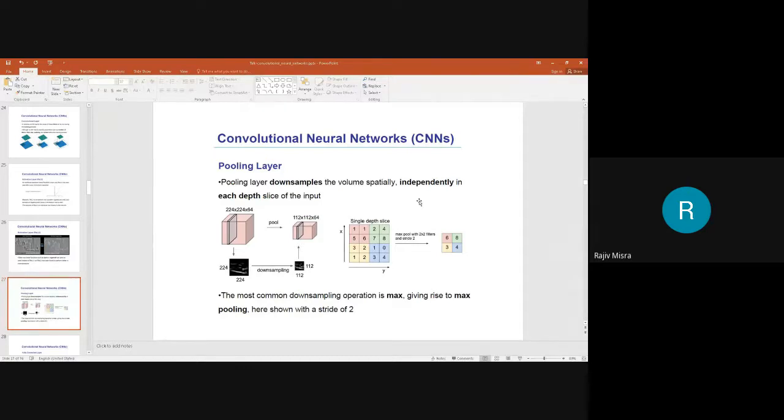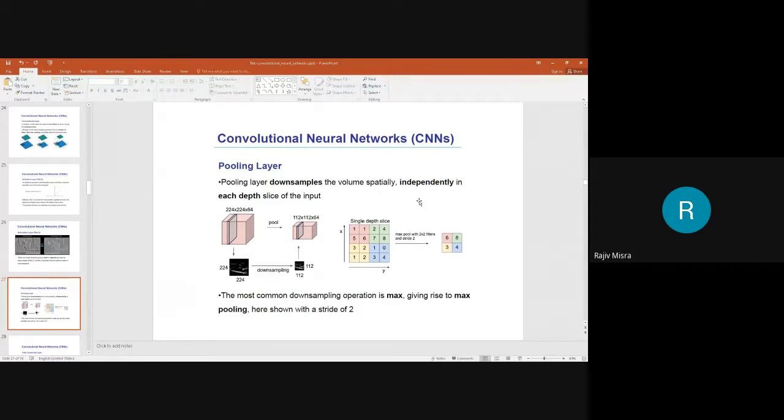And stride 2 means you have to shift 2 places to the right. So the next filter will be 2 4 7 8, and the maximum value is 8. So 8 is written over there. Similarly 3 2 1 2, the maximum value is 3, so 3 is written over there, and 1 0 3 4, the maximum value is 4.